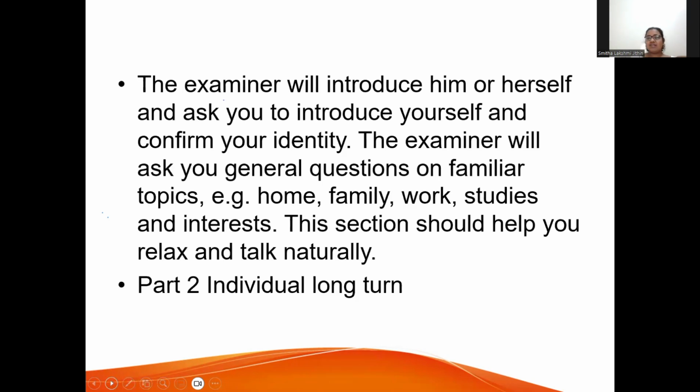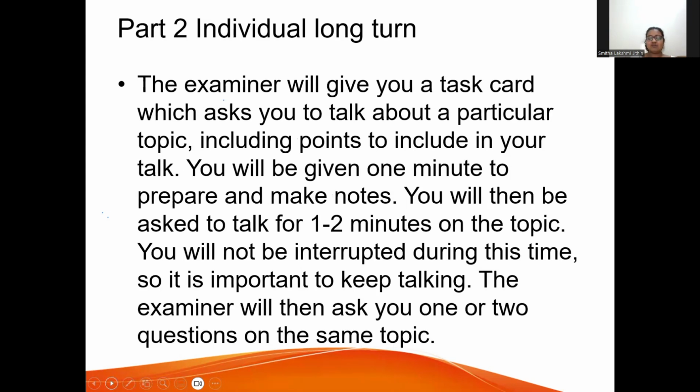Okay. Then the speaking session. This is the introduction and the interview part. Then the examiner will introduce himself and will ask you to introduce yourself and to confirm your identity. And they will ask you some questions about your home, family, work, studies, interests, and so on. Then part two is an individual long run. That is, you will be given a cue card and you will have to speak for 2 minutes about the topic. And you should not stop unless and until the examiner says to you to please stop.